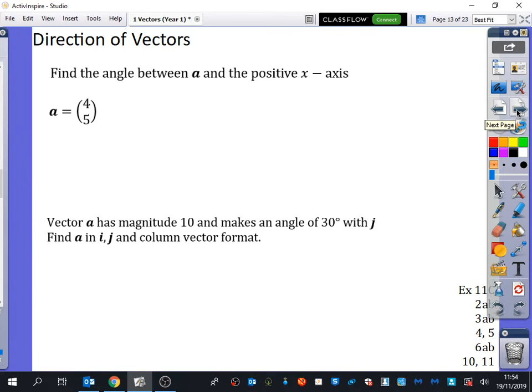So we look at directions of vectors, and the first thing that we're being asked about here is we want to find, boys, what's the problem?